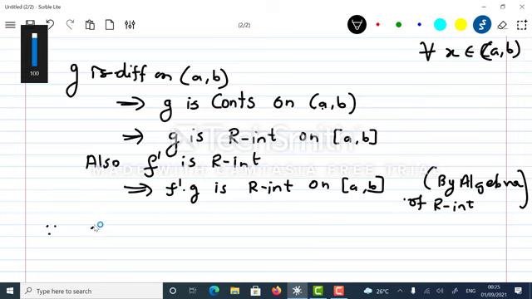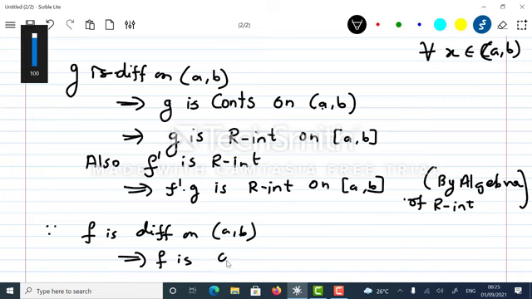So since f is differentiable on open interval a comma b, this would imply f is continuous on open interval a comma b.